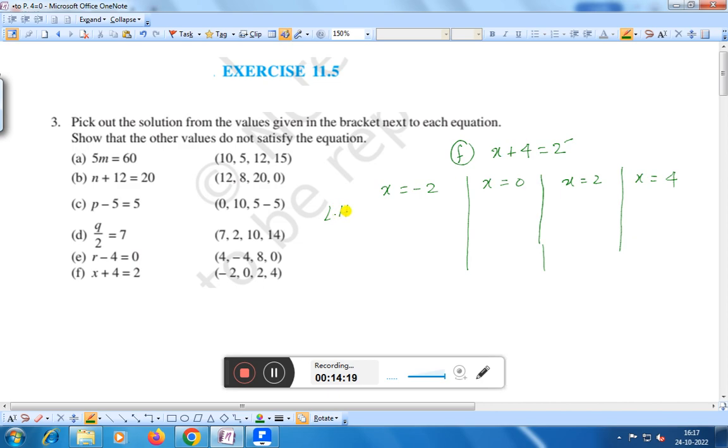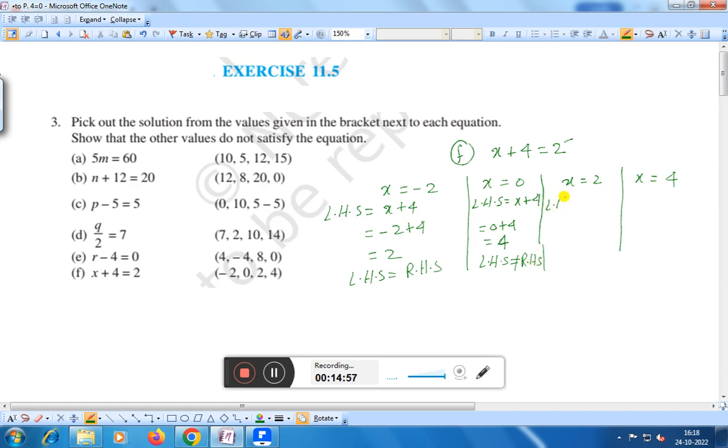Right? Therefore take left hand side is equal to x plus 4, x is minus 2 plus 4, that is 2. Therefore left hand side is equal to right hand side, and that is the solution of the equation. Here you can show that left hand side is equal to x plus 4, x is 0, that is 0 plus 4 is equal to 4. Therefore left hand side is not equal to right hand side.